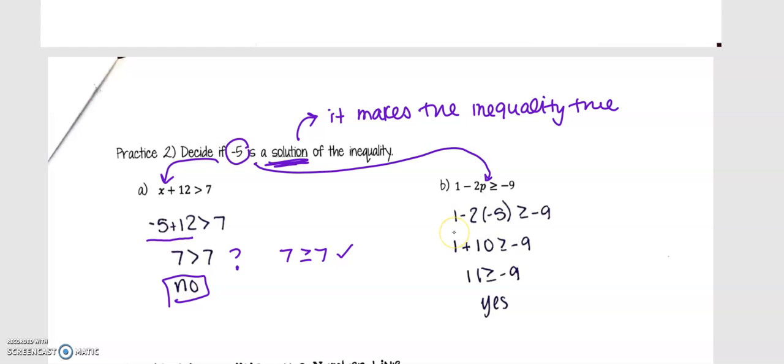So I'm going to have 1 minus 2 times negative 5 is greater than or equal to negative 9. So I'll follow order of operations, and I'm going to do negative 2 times negative 5 gives me a positive 10. And then I have the 1 still. 1 plus 10, 11 is greater than or equal to negative 9. Well, that is true. So yes, we could say negative 5 is a solution, because it makes that final inequality true. Is this true? That's what we have to figure out.